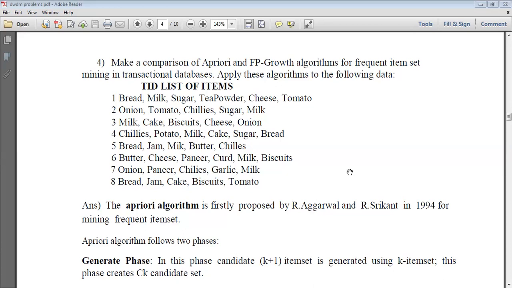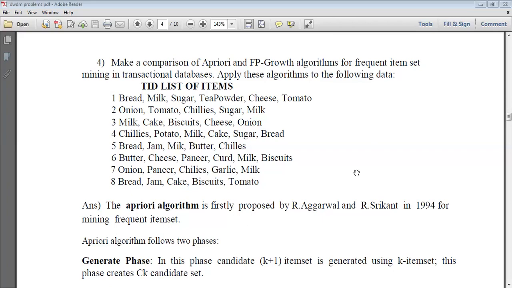For example, you have items that customers purchase in a particular store. Most of the customers purchase different items. What are the common items purchased by the people? Which item sets are commonly purchased, you identify with these algorithms. In the Apriori algorithm, mainly you have two phases.